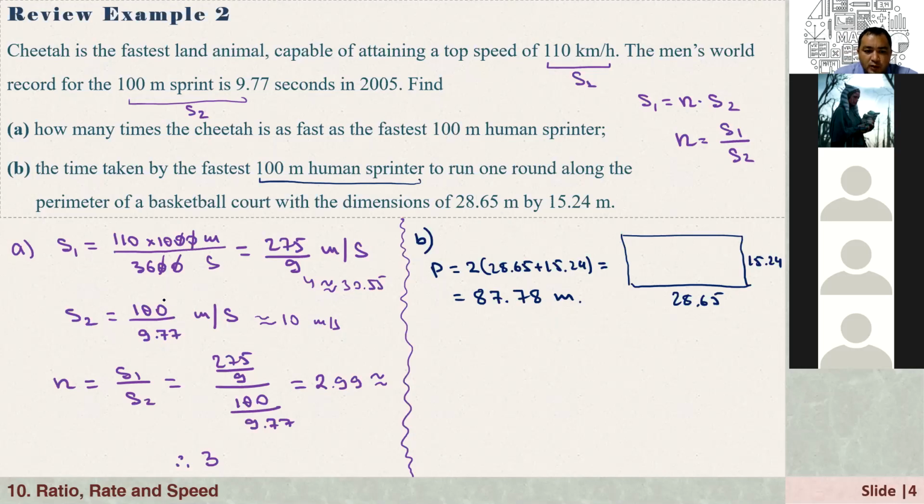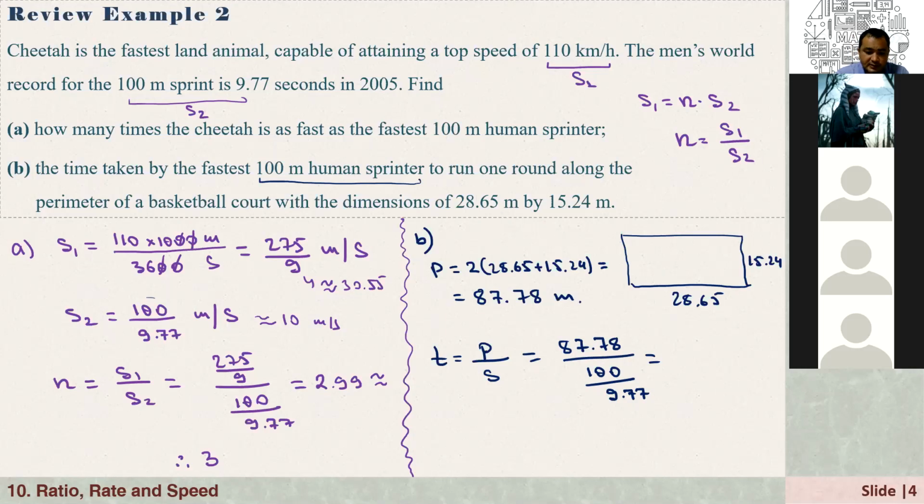So we know the speed of this guy, right? The speed of this guy is 100 over 9.77 meters per second. What is the question? We need to find the time taken by the fastest 100-meter human sprinter to run one round along the perimeter of the basketball court. So the distance is the perimeter, 87.78, over his speed, 100 over 9.77.